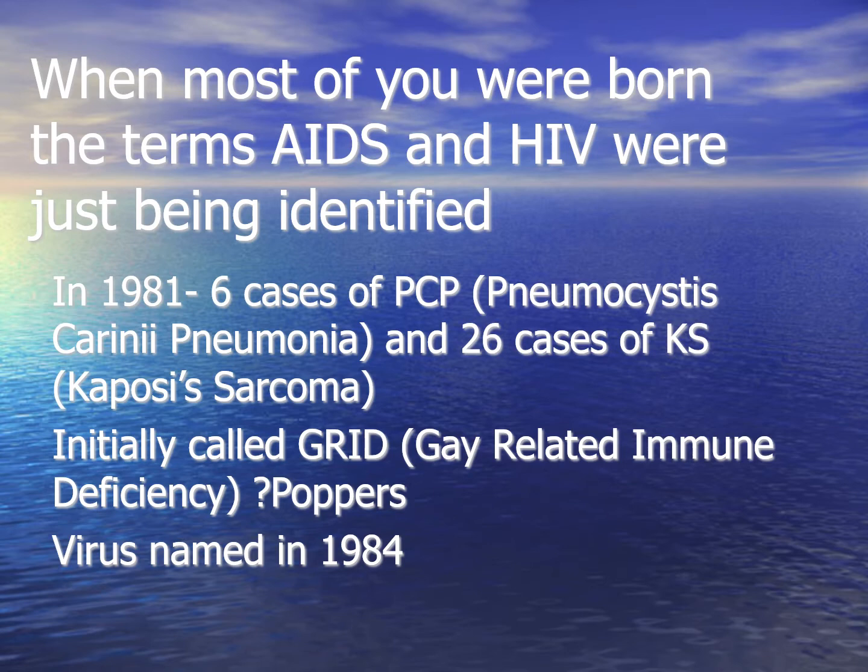So pretty much the majority of you were not born when HIV and AIDS were still being identified. Some of us were, but none of us were all that old. In 1981, there were 6 cases of pneumocystis carinii pneumonia and 26 cases of Kaposi sarcoma, almost all in gay men. Initially, they called this GRID, for gay-related immune deficiency. They had no idea what was causing it. Poppers were amyl nitrate, and a lot of gay men were using this to accentuate their sexual experience. They thought it might be related to this, but they did identify as they went along that it was a virus, and they actually isolated and named the virus in 1984.